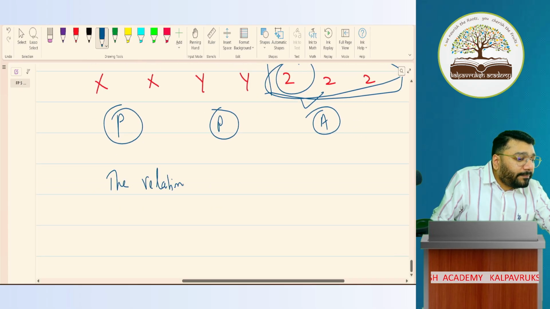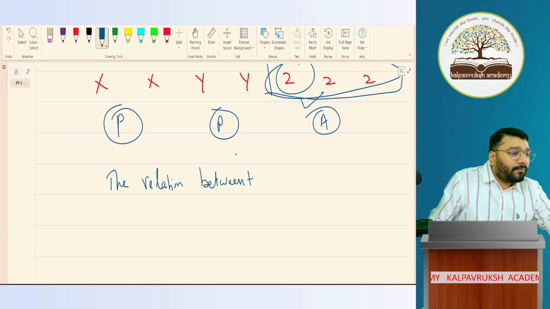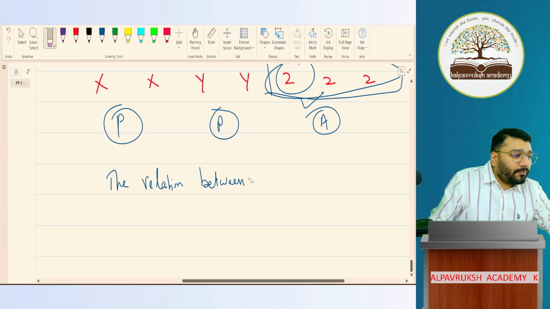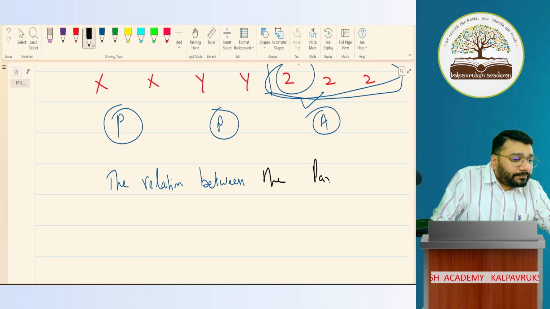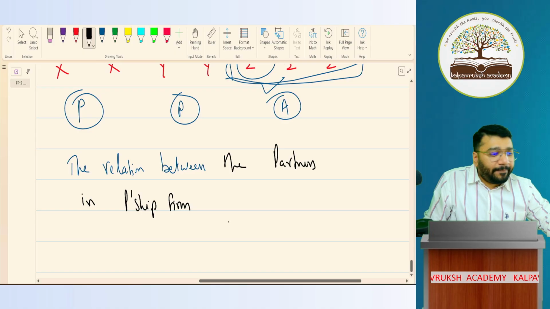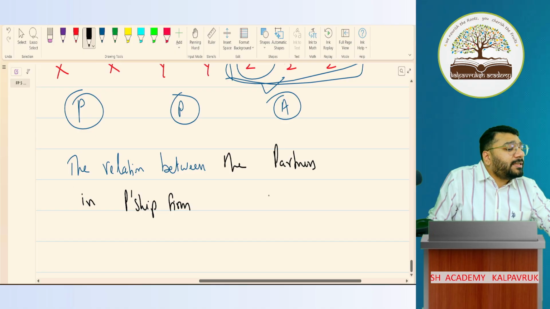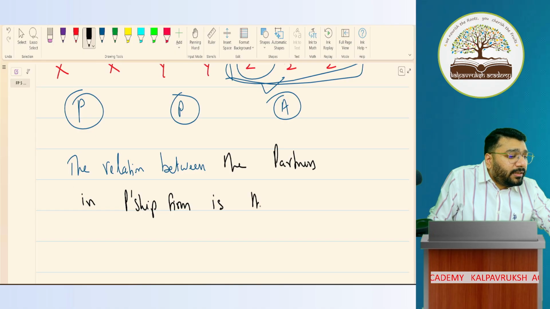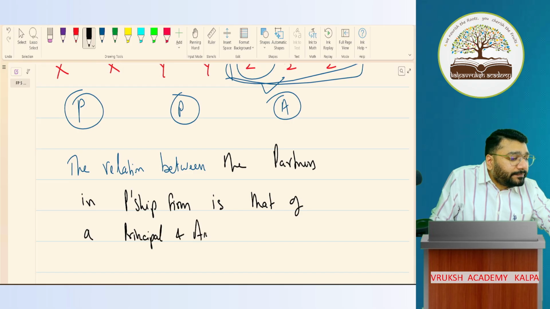The relation. Let me frame it, then you write it, okay? In case I make any mistakes. So let's wait. The relation between the partners in a partnership firm is that of a principal and agent.